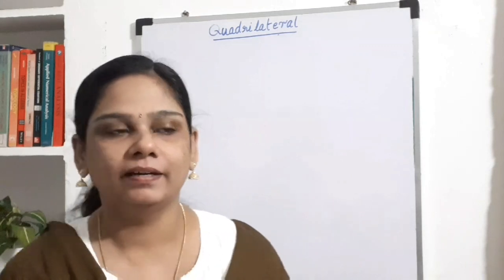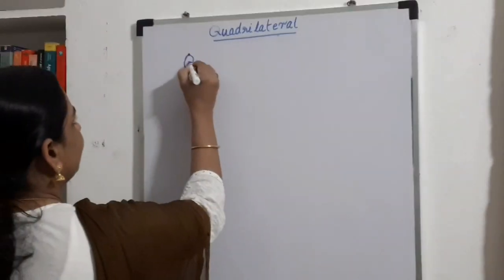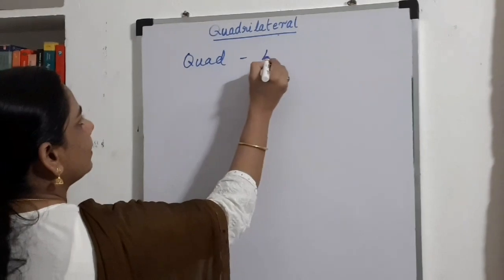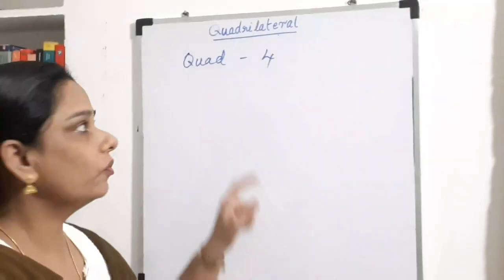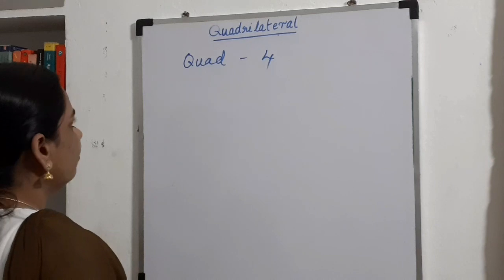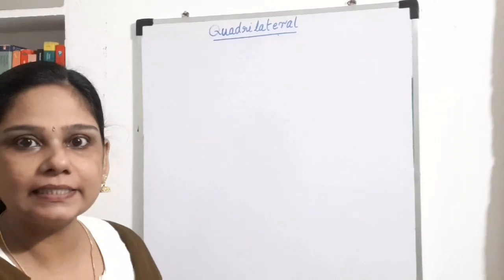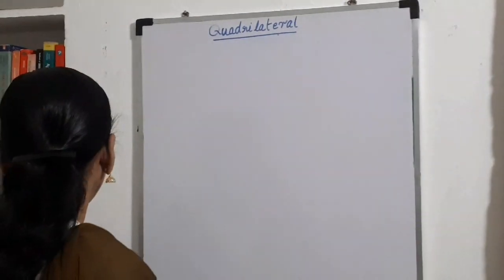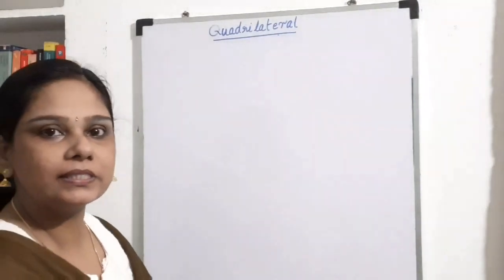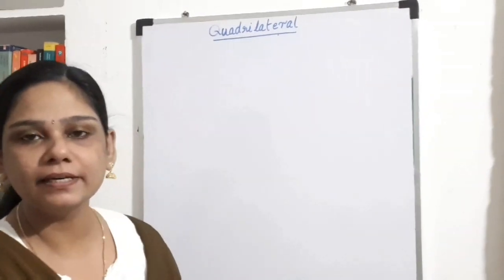Today we are going to see different types of quadrilaterals. So first of all, recall what you learned, what you mean by a quadrilateral. Quad stands for four. So for a quadrilateral, we have four vertices, four sides and four angles. So a four-sided closed polygon is known as a quadrilateral.